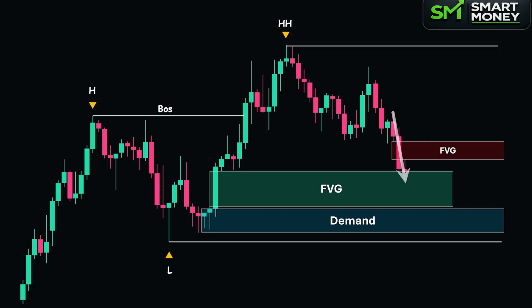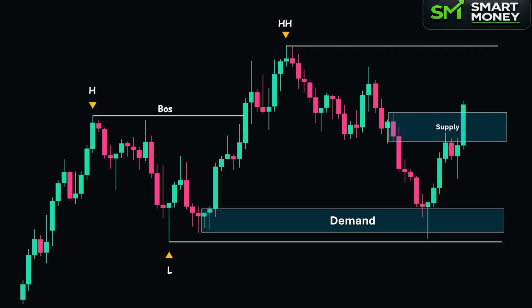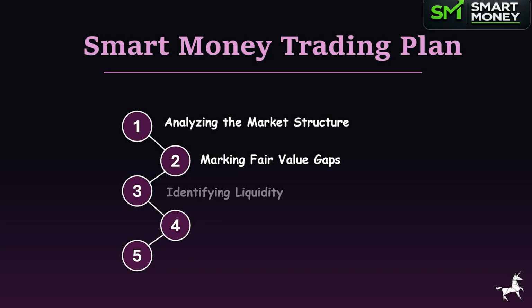It signals that this small internal move has strong bearish momentum, which could push the price below the demand level and trigger a reversal. However, if the retracement ends and the price reverses back up to the point that created this gap, it is a strong indication that the price may push higher. Now, let's move on to the next concept, identifying liquidity.